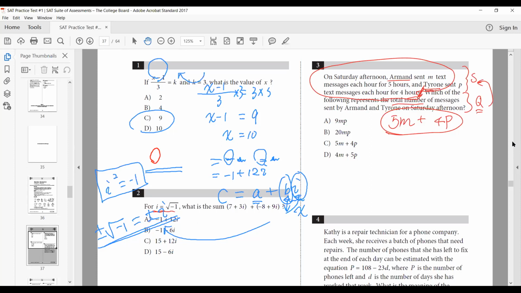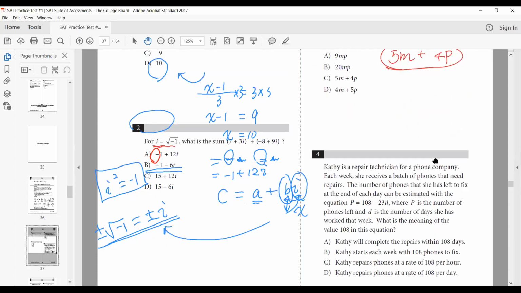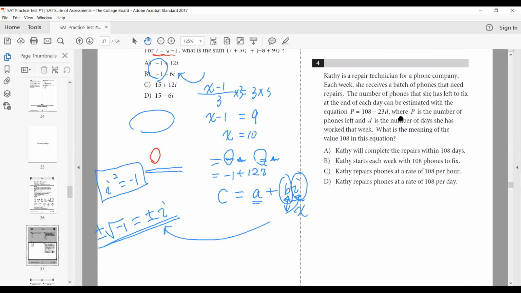Okay, so this is a super easy one, right? The answer is C. All right, let's go to number 4.